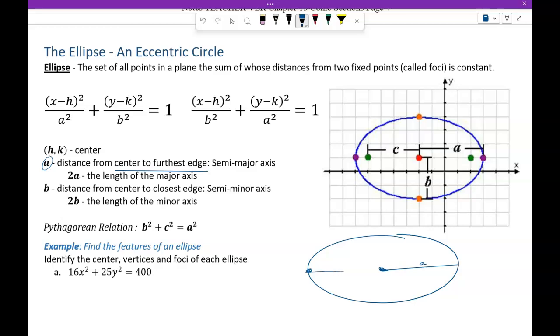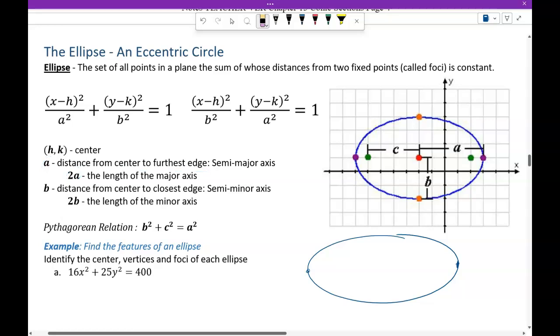If we go from furthest edge to furthest edge passing through the center, we call that the major axis. Major as in the largest. And going from the center to the edge, well, that's part of the major axis, so we call it the semi-major axis. So when we have the value of a, we can find how wide the ellipse is by multiplying the value of a by 2, and that gives us the full length of the major axis. If I know how wide the ellipse is, I can find the length of the semi-major axis by dividing the length by 2.